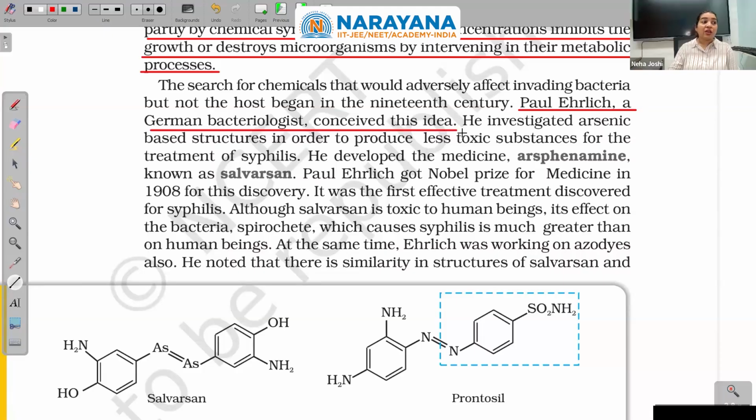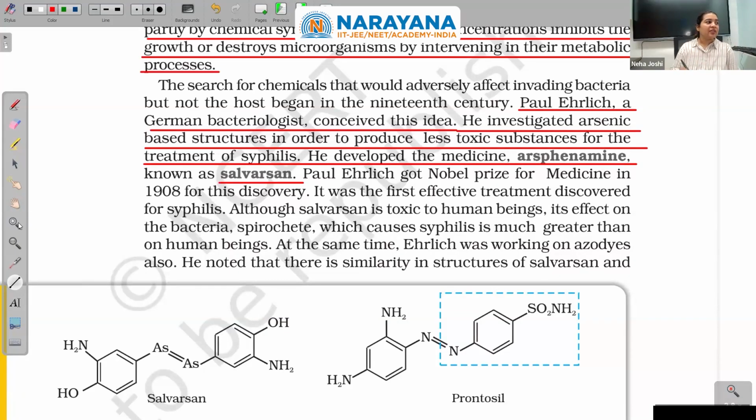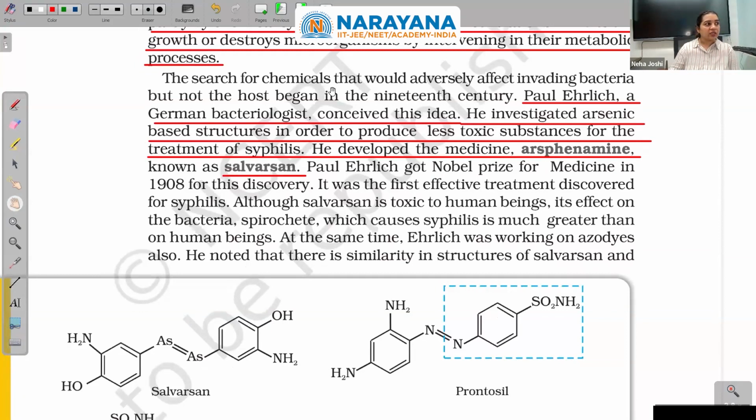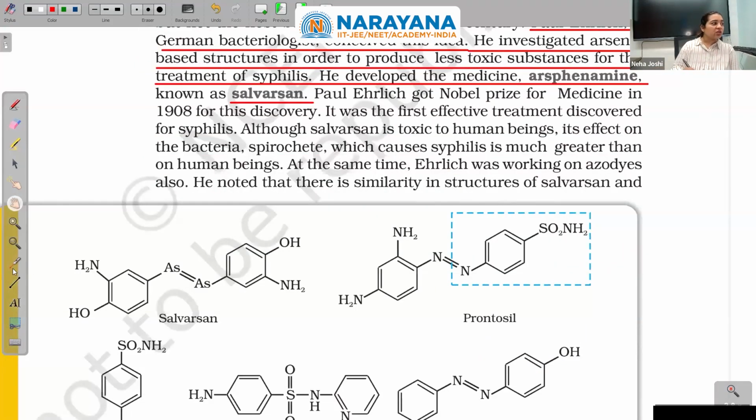He investigated, very important, an arsenic-based structure, salvarsan, in order to produce less toxic substances for the treatment of syphilis. He developed the medicine arsphenamine, known as salvarsan. Salvarsan was very, very important. Syphilis was a major disease at that time.